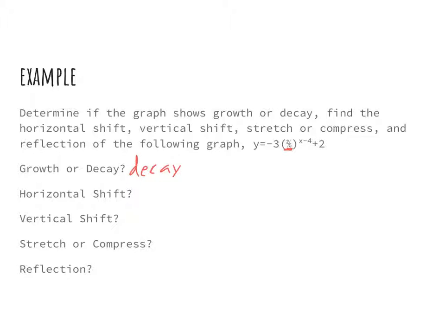For our horizontal shift, we're subtracting 4 from our x. Subtract means we move to the right, so we're going to go to the right 4. Our vertical shift, if we look outside the exponent, we're adding 2. Adding means we move up, so we're going to go up 2. Stretch or compress, for horizontal, again, we look at, is x being multiplied by anything? And it's not, so there's no horizontal stretch or compress.